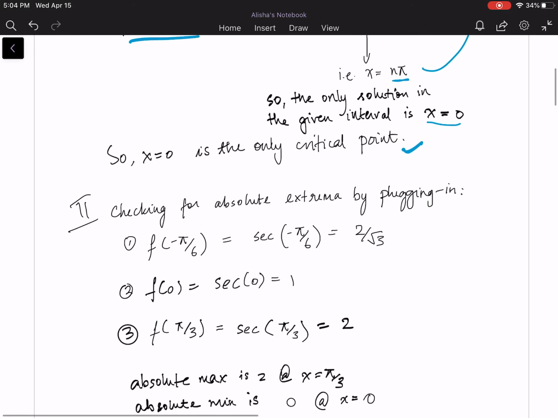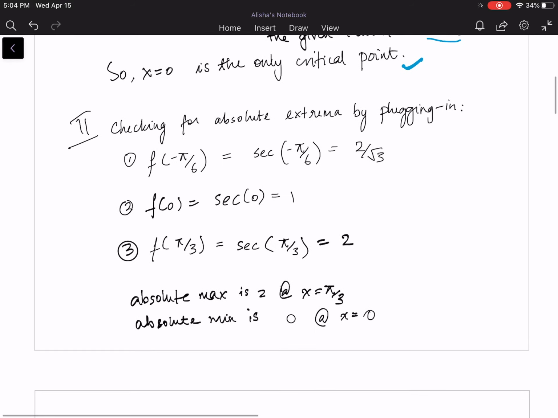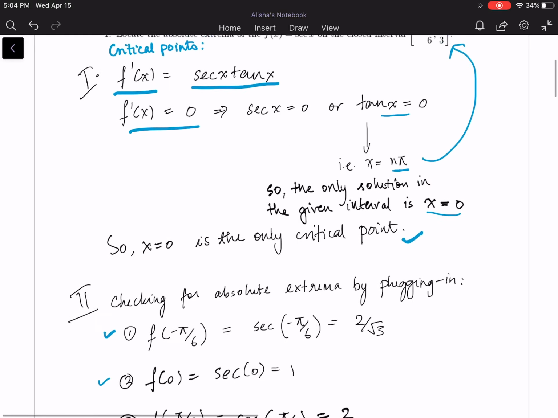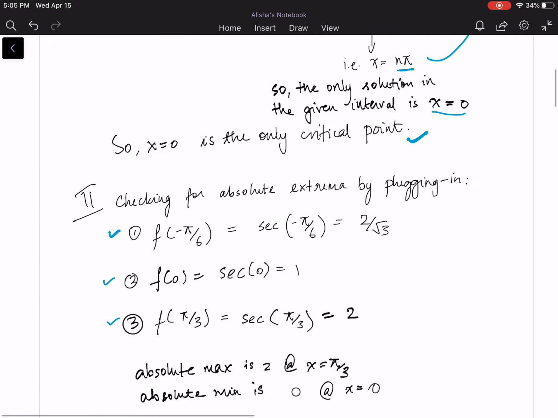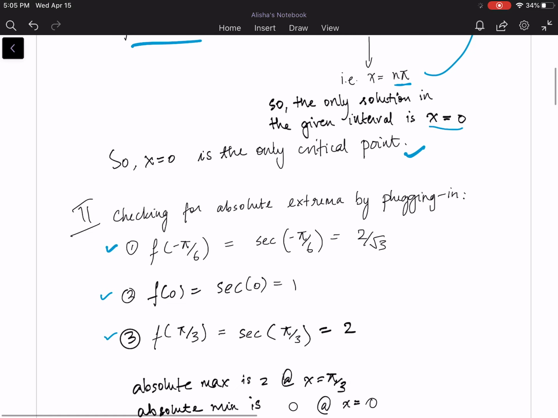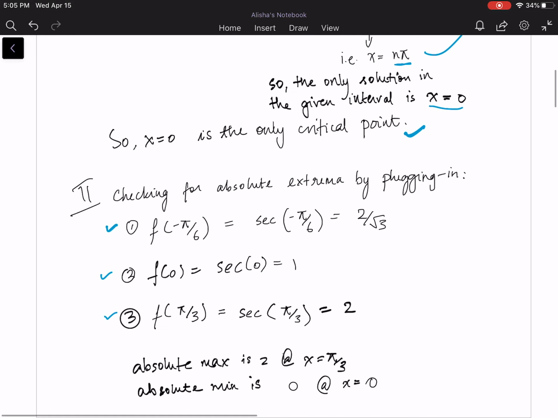Second step, check for absolute extrema. There are a couple different ways you can check for extrema. Here I've chosen to do it by plugging in. I'm going to plug in the endpoints, and then I'm going to plug in that critical point. The reason I chose to just plug in is because my function is simple enough. It's just secant x, the endpoints are standard angles, and the critical point is just 0. So I figured I'd just plug in.